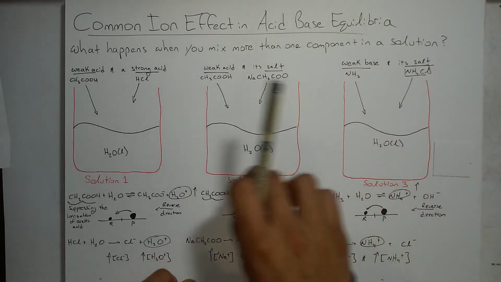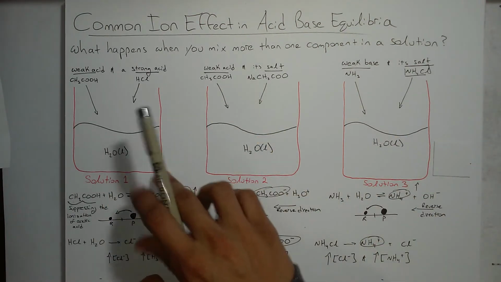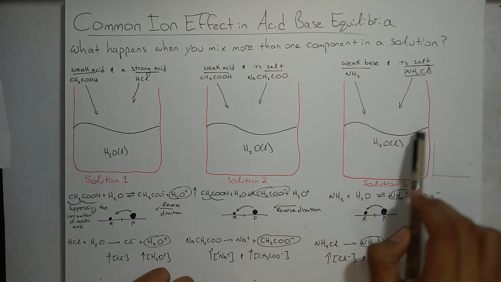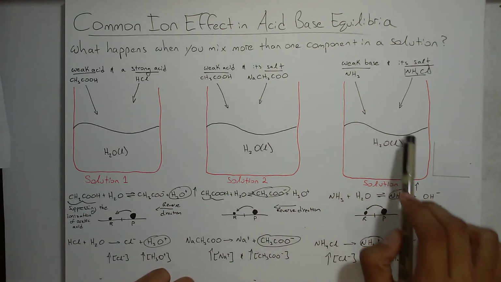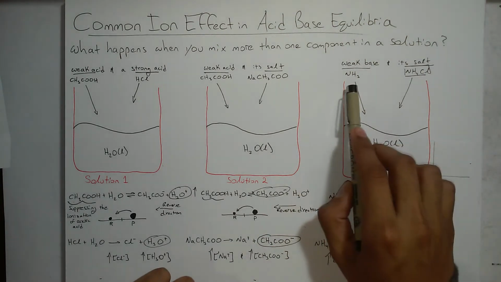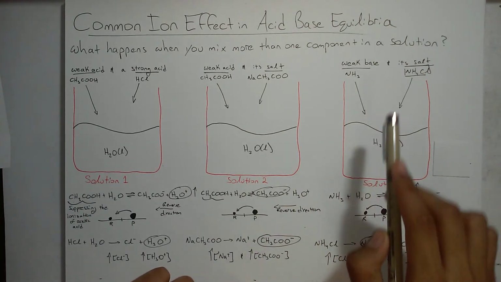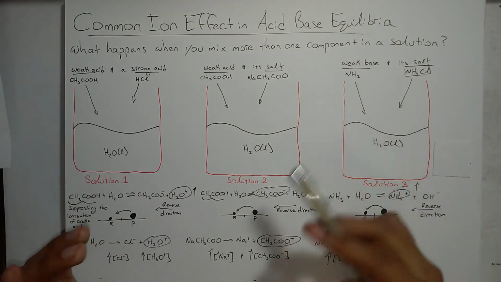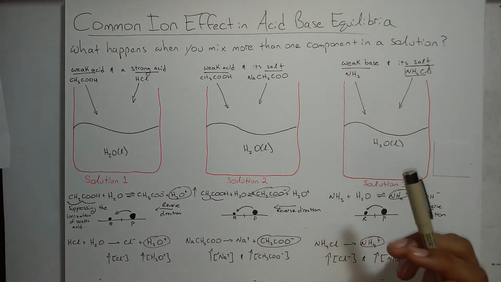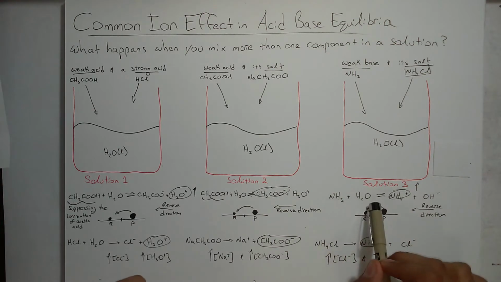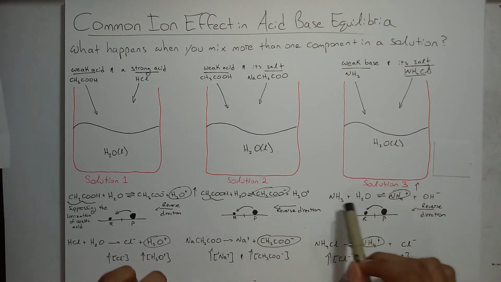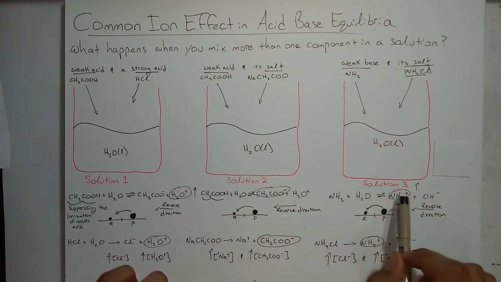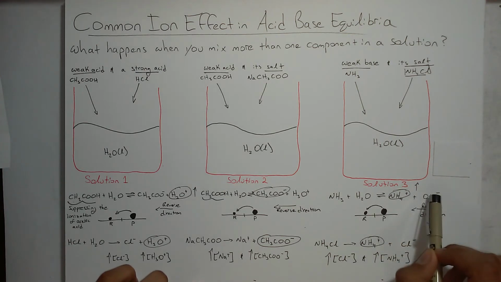Now, we're going to make the same assumptions we did in the previous two solutions. We have a bucket that just contains H2O liquid, and inside that bucket, we take some of the weak base and we toss it inside of this bucket. Well, what happens when a weak base comes in contact with water? You guys have known this by now from chapters 15 and 16, that when a base comes in contact with water, the base is going to accept a hydrogen from the water, and you're going to form the conjugate acid and a hydroxide ion.